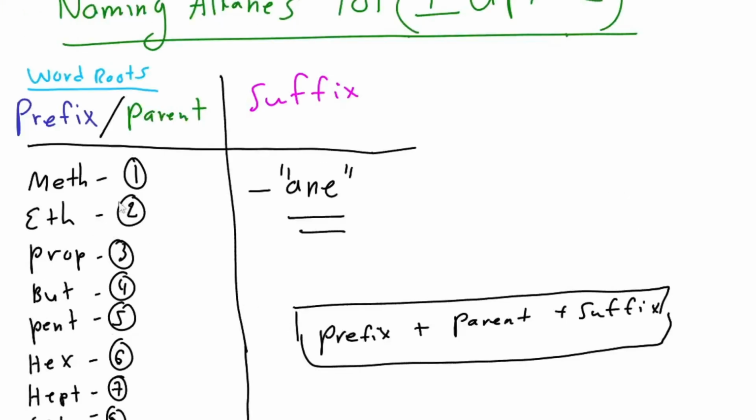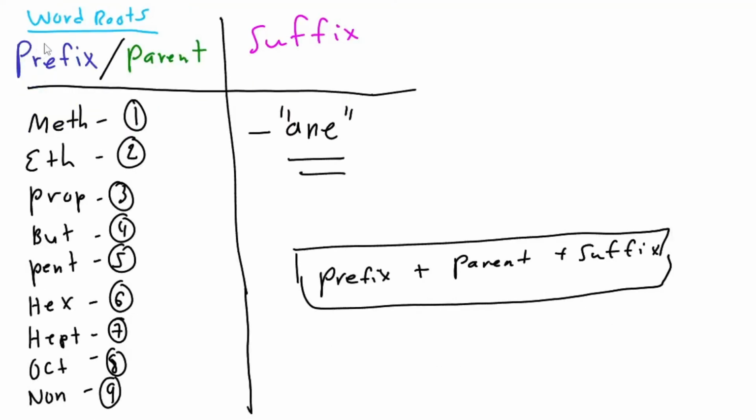So we need to know this chart over here. We're going to start with the word roots. What exactly are word roots? These are what you use to name your prefix and your parent, which is also known as the longest chain. Okay, so you need to know this.